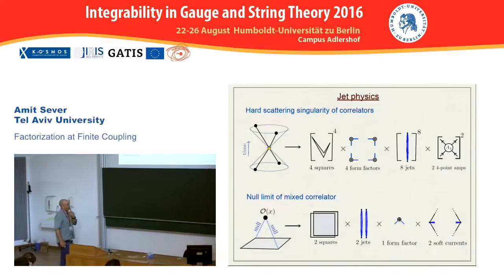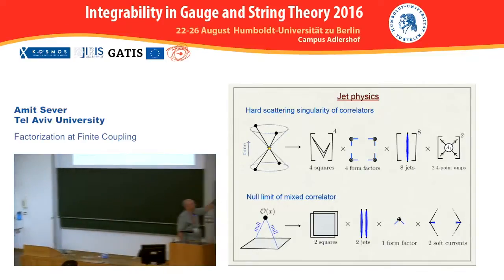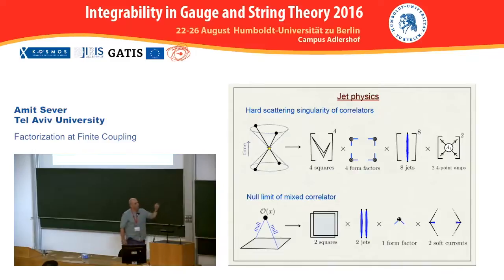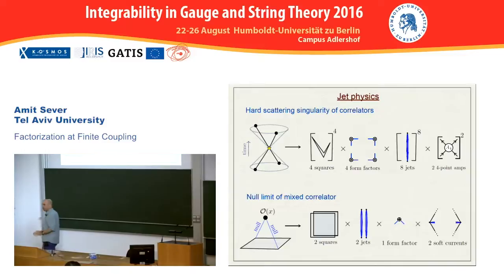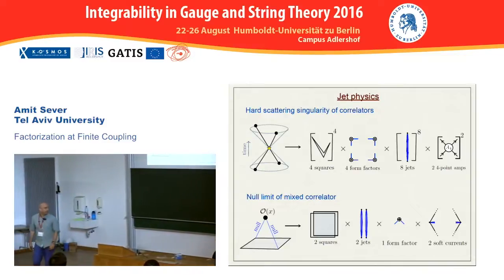The null limit of a square and a local operator is expected to be 2 squares, one here on the right, one here on the left, 2 jets, 1 form factor, and 2 soft currents. All of these are building blocks that already were fixed before. Up to the constant, we just put them together, do some integration, and it already produces the known data.